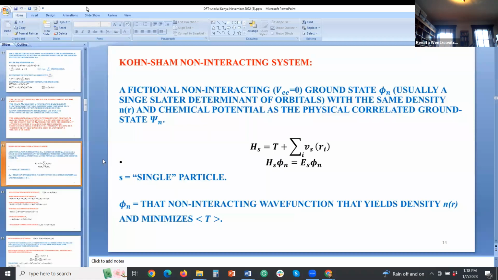We can solve the n-electron Schrodinger equation for this non-interacting Hamiltonian to find non-interacting energies and non-interacting wave functions. Here, phi n is that non-interacting wave function that yields the ground state density n of r and minimizes the expectation value of just the kinetic energy. You can get that by going back to the Levy constrained search and setting the electron-electron interaction operator to 0 from the very beginning. It follows from what we already did.